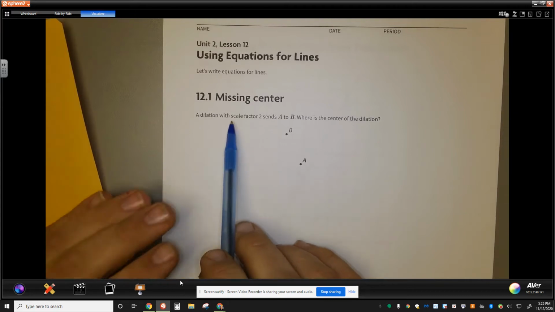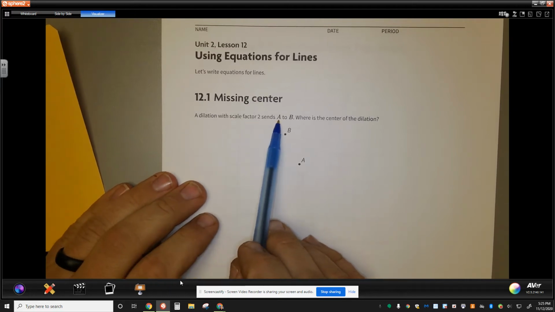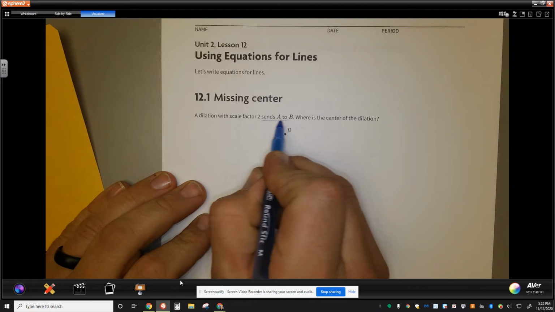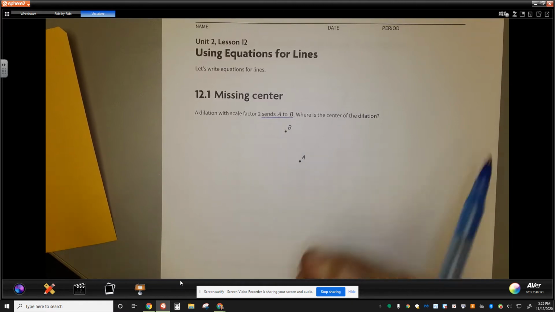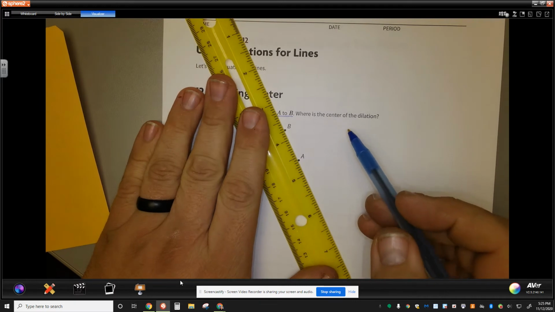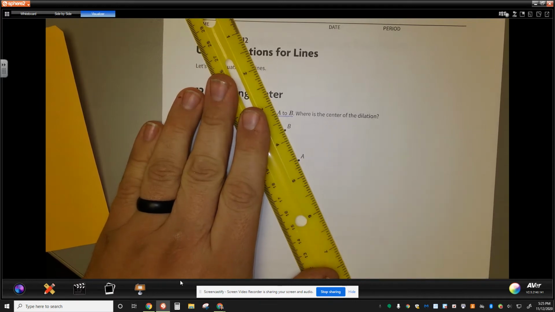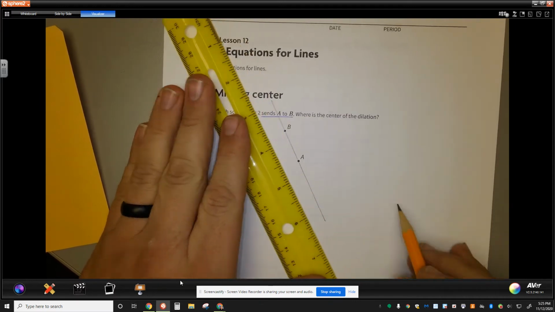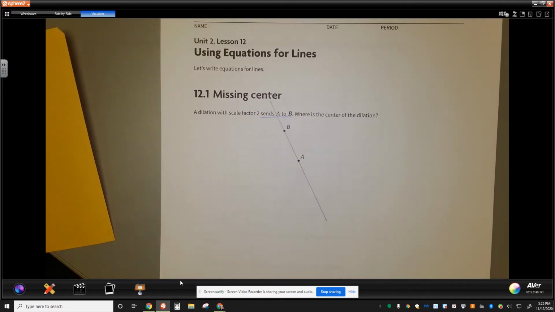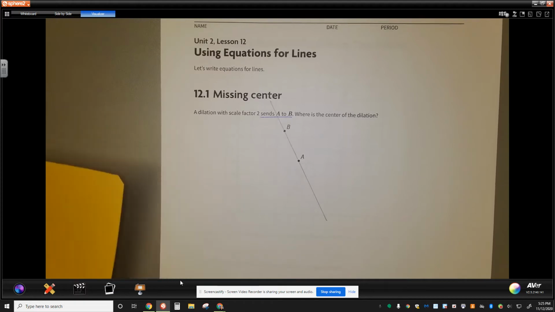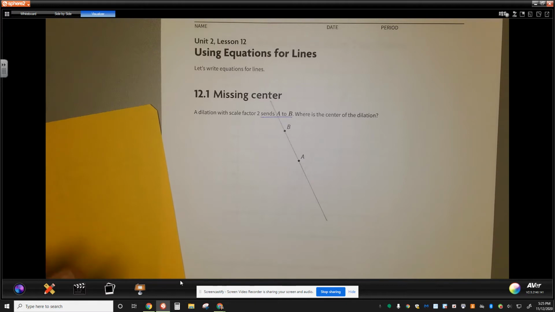We see that we have a dilation with a scale factor of 2 that sends A to B. This is really important information right here because it tells us the direction from where the ray is going. And so that ray we know is going to take A to B. Since that's our direction, we want to recognize this from A to B. We'll put a line right through that to indicate somewhere along this line we will find the beginning of our ray. Where is the center of that dilation? Well, when we think about the center of that dilation, that is where our ray begins.